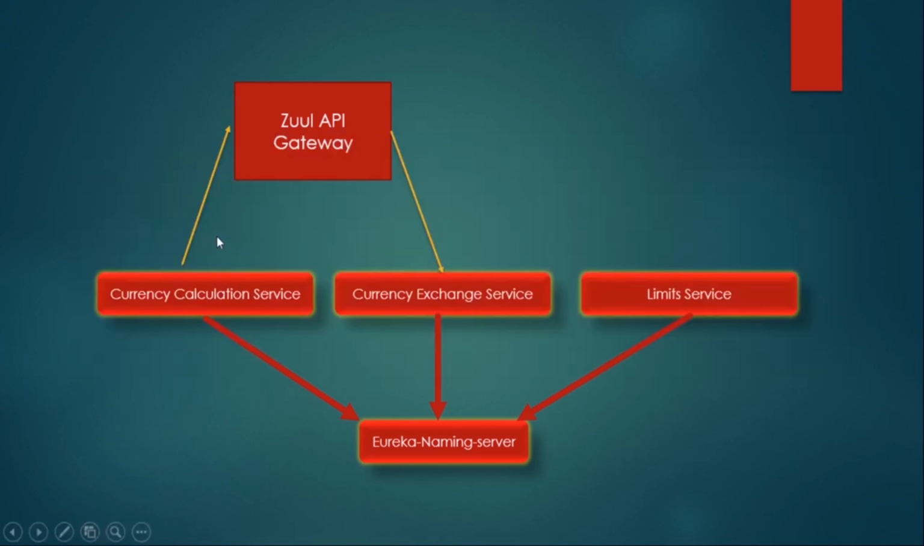So the process is same here. All our applications are interacting with this Eureka naming server. So whenever any service is calling this currency calculation service, it is getting the instance of this currency exchange service. So we will tell our application to pick the instance of Zuul API gateway, and Zuul API gateway will call the currency exchange service. First of all, let's see how we are getting the output from the currency calculation service.